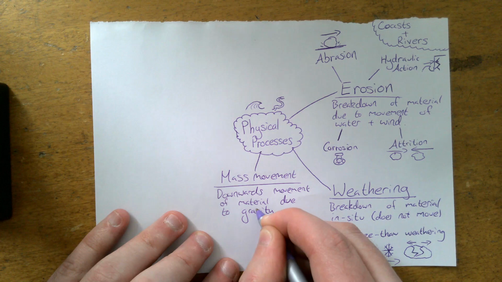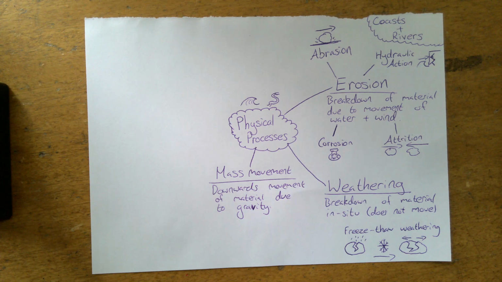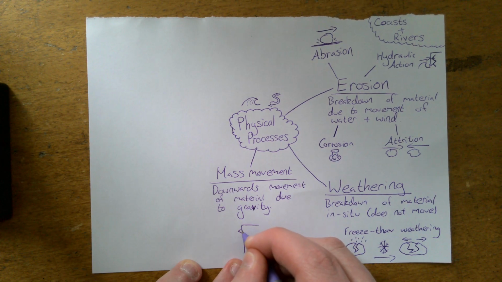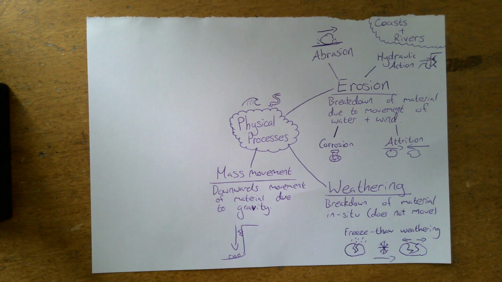Okay, the downwards movement of material due to gravity. Things like rocks on a cliff might fall off. When they do, that's called mass movement. It's still changing the shape of this landscape, but it's being done by gravity here. So you might have a cliff, and rocks on that cliff might fall down. They might then become bits of what we call scree, bits of rock at the bottom of the cliff.